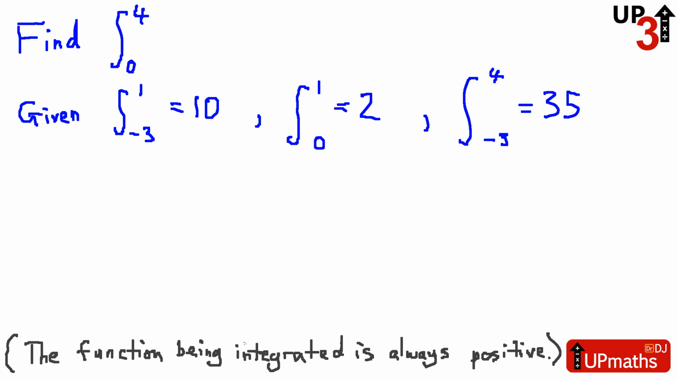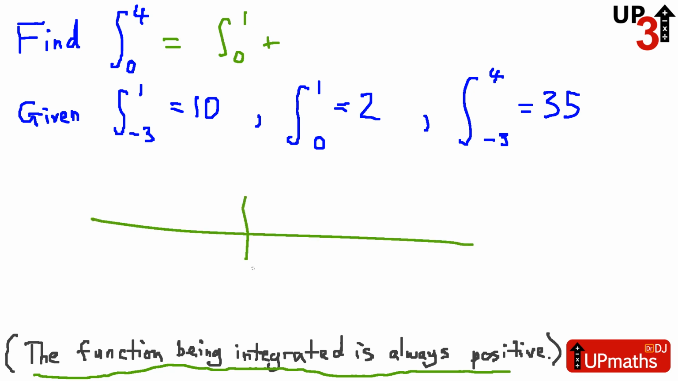By the way, note what I say at the bottom. The function being integrated is always positive for this question. Can you work out the integral from 0 to 4? Well, I guess that would be the integral from 0 to 1 plus... let's draw a number line, shall we? So there's a 0, there's a 1, 2, 3, 4, minus 1, minus 2, minus 3.